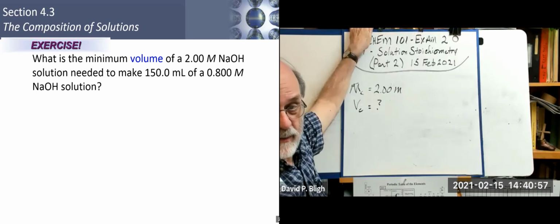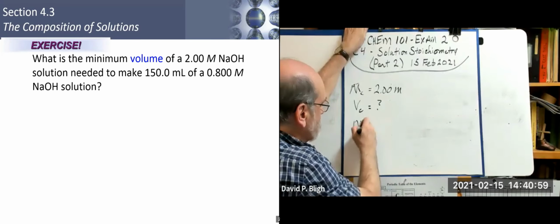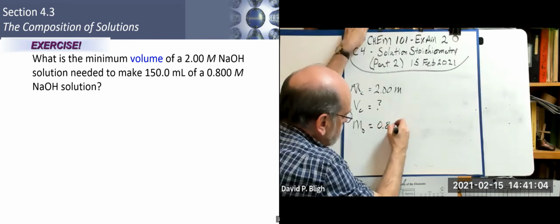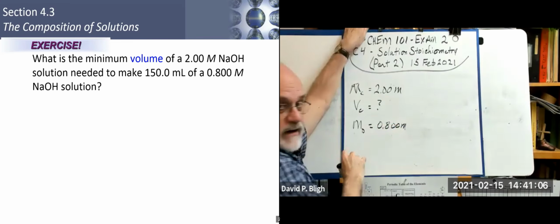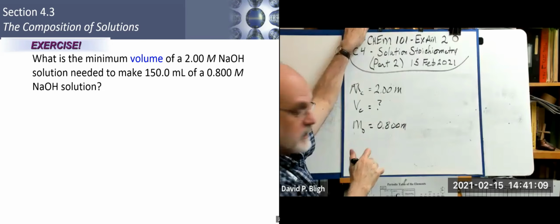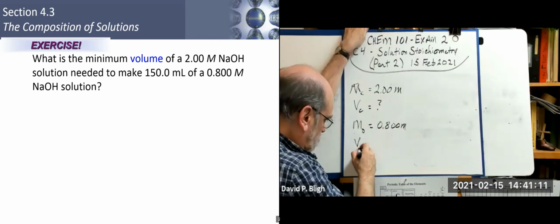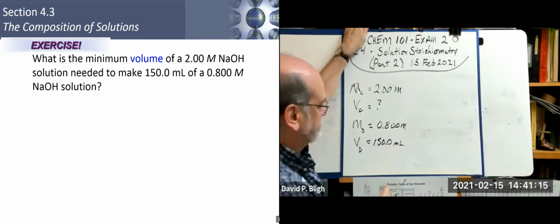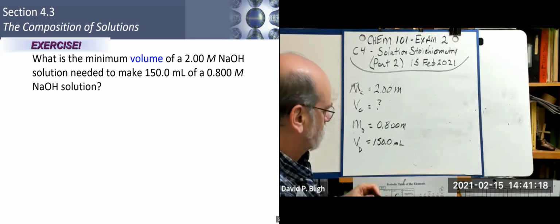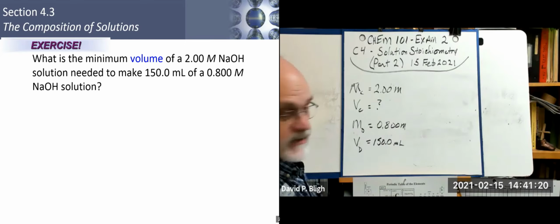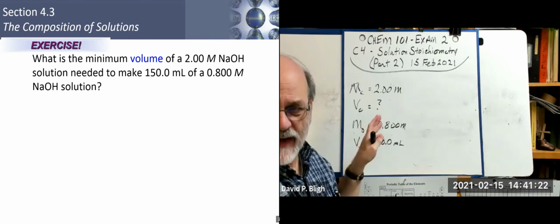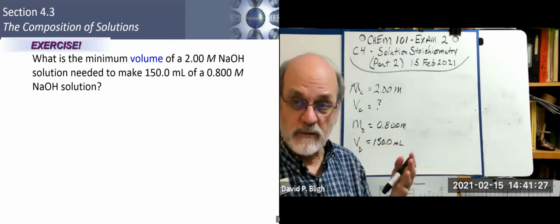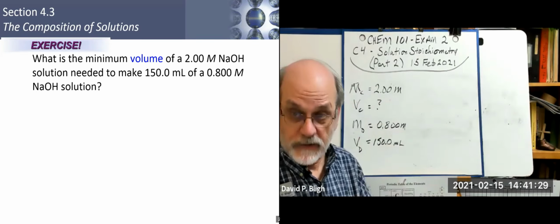Where do we want to end up? Well, we want a molarity of diluted solution equal to 0.8, and the final volume of the diluted solution, 150 milliliters. Okay, so there's all the information. And if you do it that way, then you won't get your volumes switched. Because if you switch them and put them in the wrong place, you'll get the wrong answer.